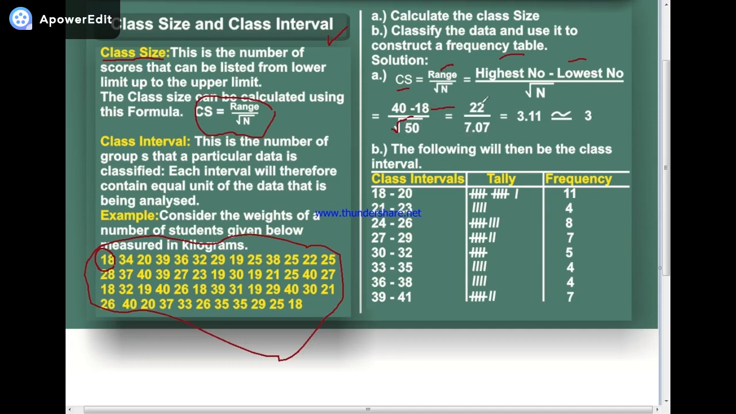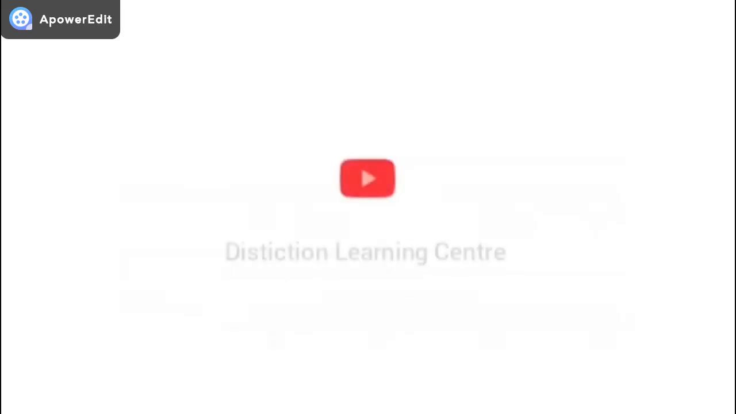So if you now divide 22 by 7.07, it will give you 3.11. Now if you approximate this 3.11 to the nearest whole number, it will give you 3. So that means our class size will be 3. So that is how class size is being calculated. So that means we've solved the first question.